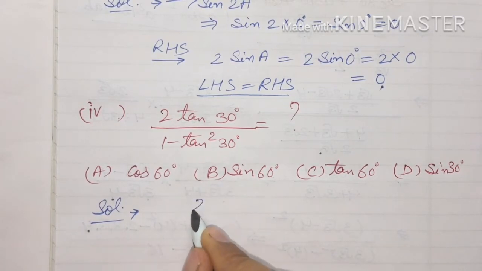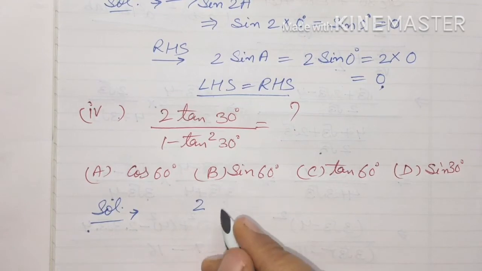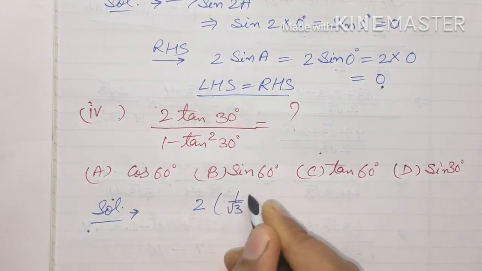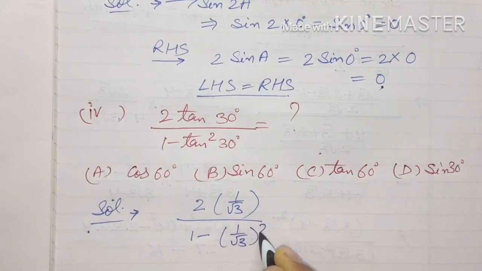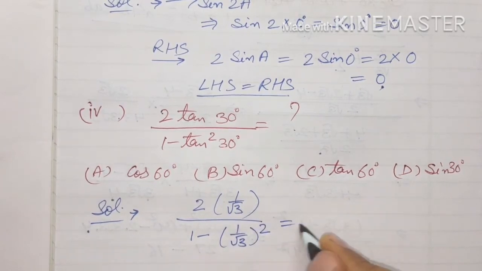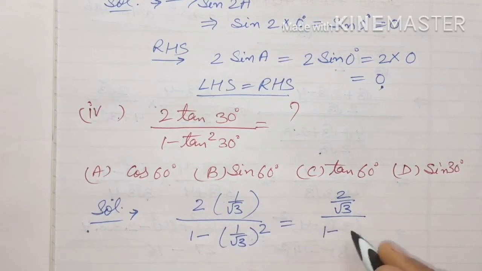We will put the value for tan 30. So tan 30 is 1 upon root 3. So 2 into 1 upon root 3, upon 1 minus tan square 30, again the same value, 1 upon root 3 and square of that. So it will be 2 upon root 3 in the numerator and 1 minus square of that, 1 minus 1 upon 3.